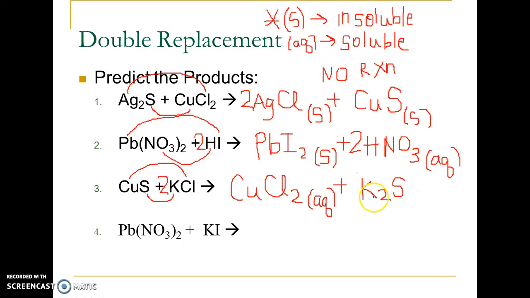Now I'm going to look at potassium sulfide. If you find the third bullet under insoluble, it says all sulfides are insoluble except for when it's paired with a group 1, a group 2, or ammonium. My sulfur is paired with potassium, which is in group 1. Since it is in group 1, that means it is soluble. If it's soluble, I have to write an AQ.